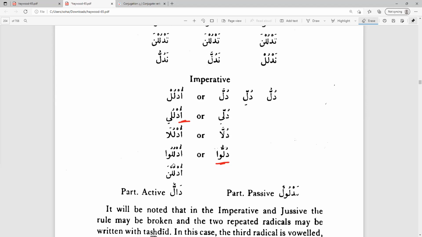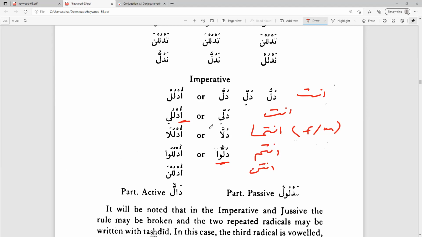This is anta, anti, antuma, both feminine and masculine, same, and antum and antunna. Active: active is dalun. This is fa'il, dalun, and passive, it is maf'ul, madlulun.